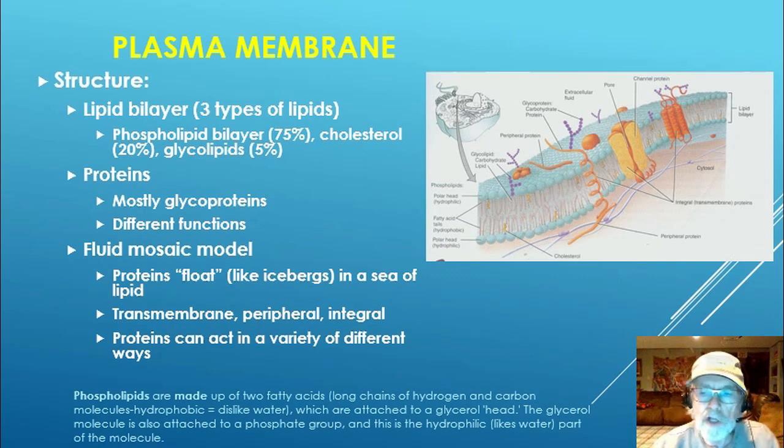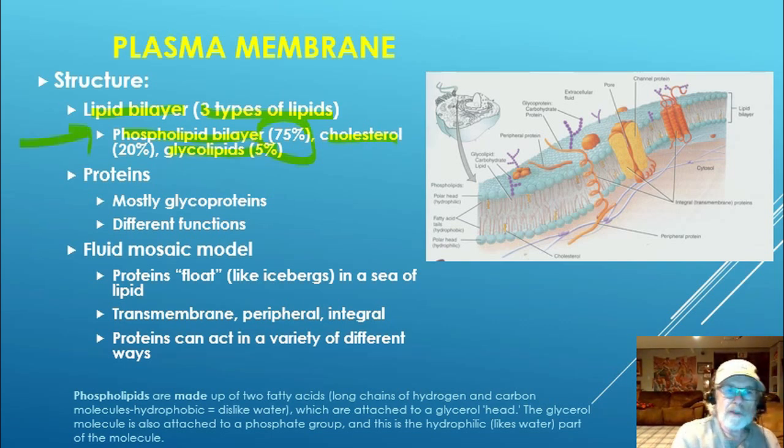Okay, let's talk about that plasma membrane, because this is really critical. First of all, plasma membranes are basically a lipid bilayer. Lipid means fat. There are three types of lipids in this. One's called a phospholipid, which is the majority of it. There's also a little bit of cholesterol and a little bit of glycolipids. Here's what I want you to remember: the majority of it is phospholipids. I'm going to explain what that phospholipid is in a little bit.